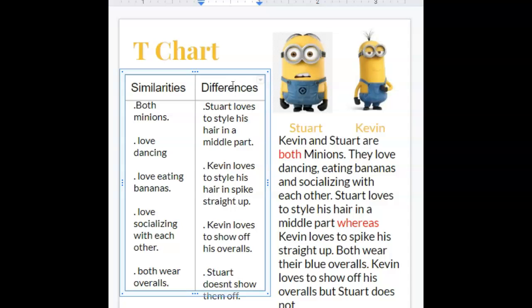Okay? But we can see that Stuart loves to style his hair in a middle part. Kevin loves to style his hair in a spike straight up. Kevin loves to show off his overalls, and Stuart doesn't show them off. Okay? We got that from our text, and in our T-chart, it just makes it really clear what our similarities and differences are between the two minions. That is what we're comparing and contrasting.